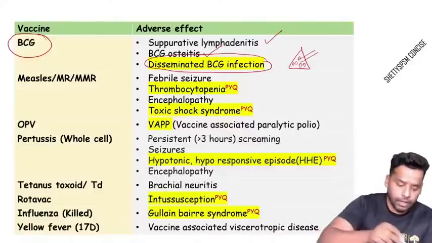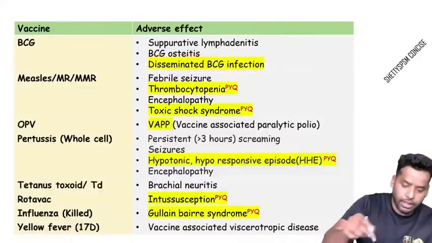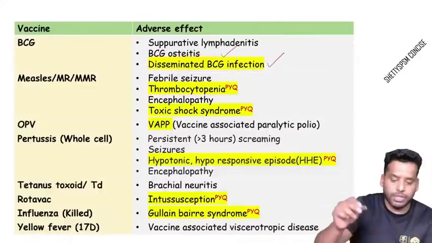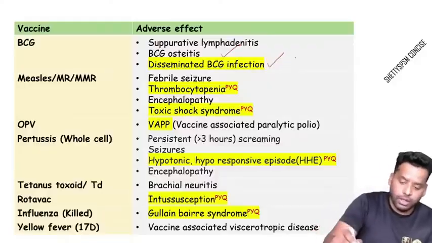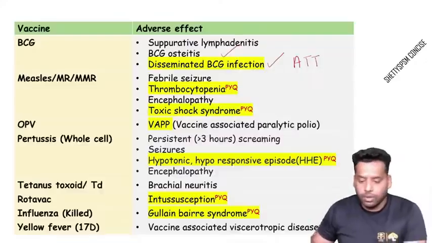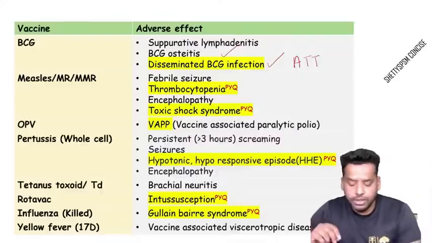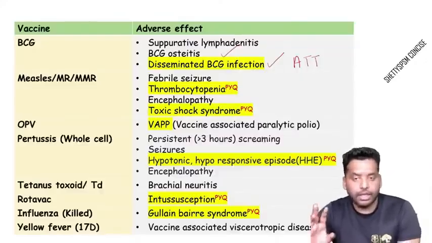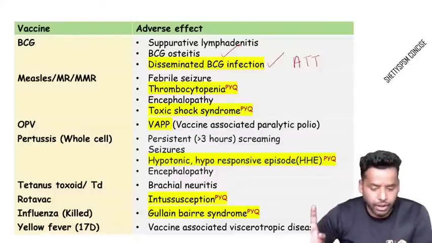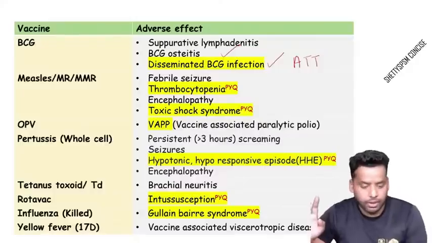Always keep in mind, in BCG osteitis and disseminated BCG infection, we use anti-tubercular therapy. How to manage disseminated BCG infection? If they ask, the answer is anti-tubercular therapy.